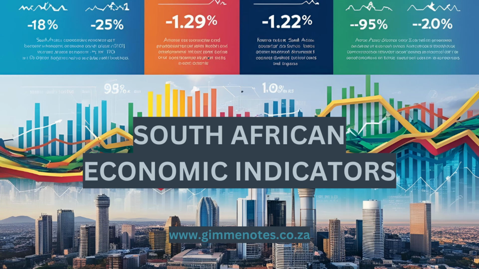Exactly. The capital account is usually smaller and covers capital transfers, like debt forgiveness or inheritances, and the acquisition or disposal of non-produced, non-financial assets. Think like patents or trademarks. And the financial account? The financial account tracks cross-border investments, including foreign direct investment, portfolio investment, and other financial flows. Essentially, it shows how much money is flowing into and out of a country for investment purposes. So the balance of payments gives us a comprehensive view of a country's financial position in the global economy. Precisely. And by analyzing these flows, we can gain insights into a country's competitiveness, its attractiveness to foreign investors, and its overall economic stability.